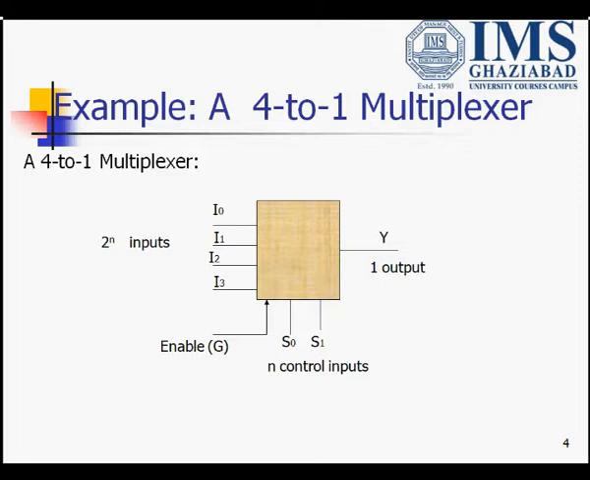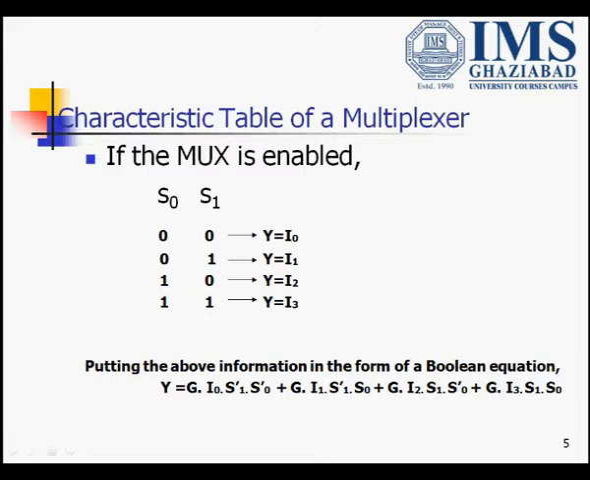It is used because enable acts as a main switch. If this enable is low, that means our multiplexer won't work. Whatever control inputs we give to the multiplexer, it won't work. But if enable is high, then only this multiplexer would be in working condition. Now here, if multiplexer is enabled and the corresponding values for S0, S1 are 0, 0, output would be I0, 0, 1, output would be I1, 1, 0, output is I2, and 1, 1, output is I3.